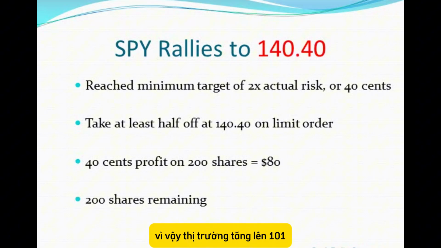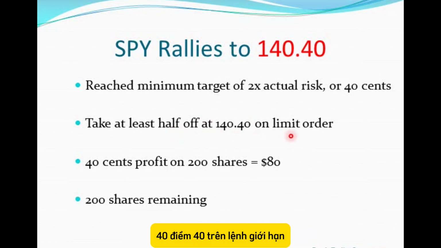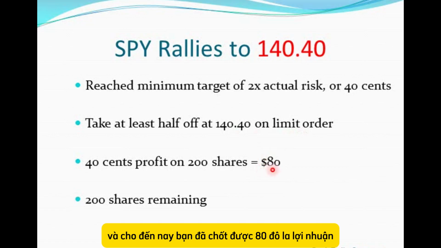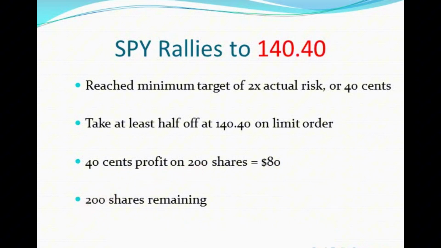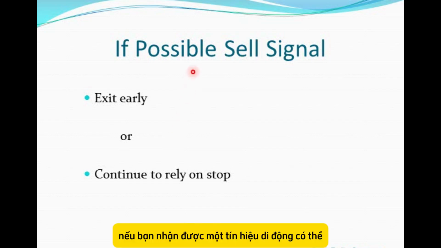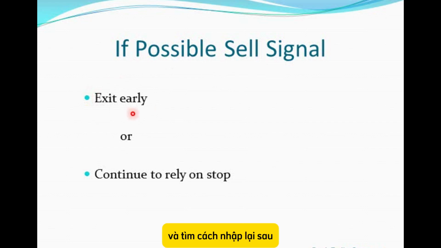So the market rallied to 140.40. It reached the minimum target of 2 times the actual risk, or 40 cents. You take half off, 200 shares at 140.40 on a limit order, and you have so far locked in $80 profit, 40 cents times 200 shares. You have 200 shares remaining. If you get a possible sell signal, you could either exit your remaining 200 shares and look to enter again later, or you could continue to hold and rely on your protective stop.